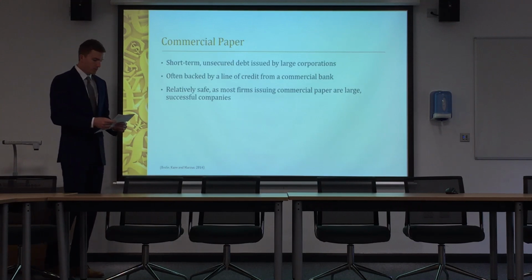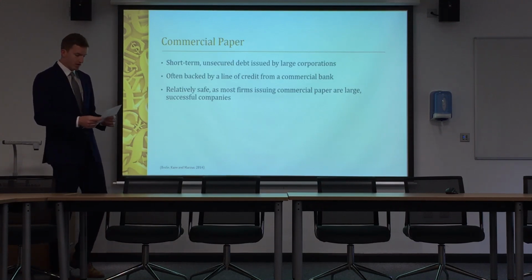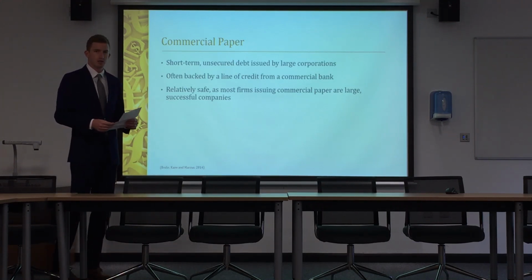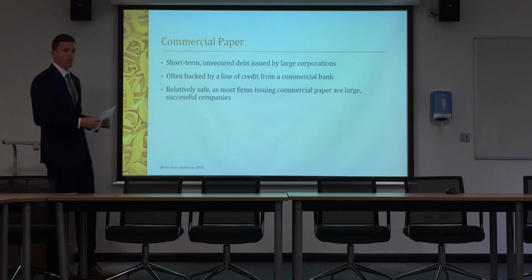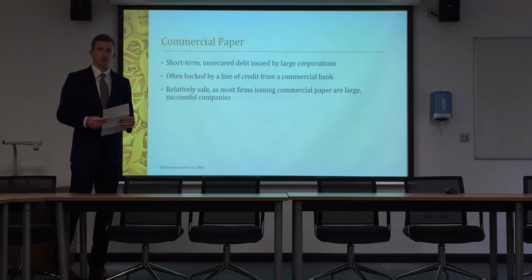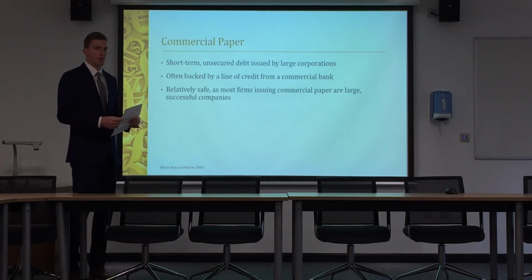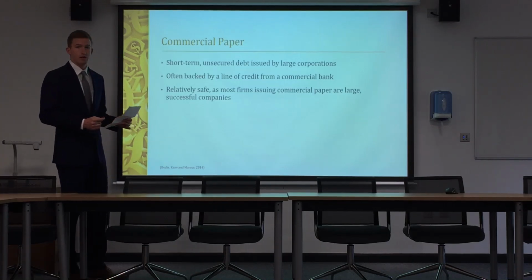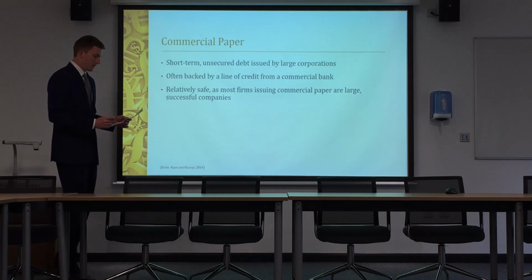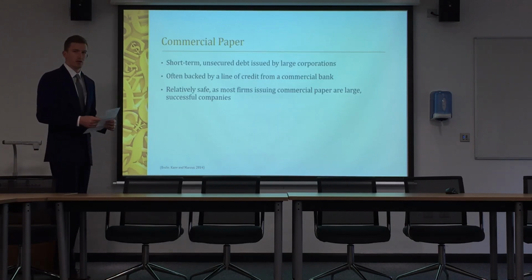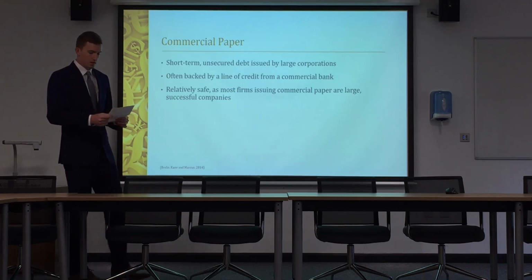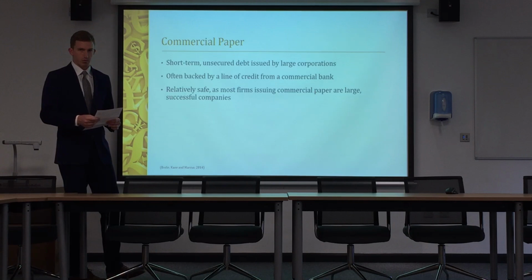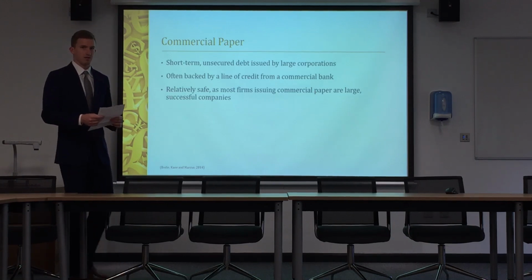Next, we have commercial paper. It's short-term unsecured debt issued by companies. These are relatively unsafe compared to the instruments we've looked at so far because there's no collateral. So most often these mature within 1 to 2 months, but because of their unsecured nature, they're often backed by a line of credit from a bank, which helps to mitigate some of that credit risk.